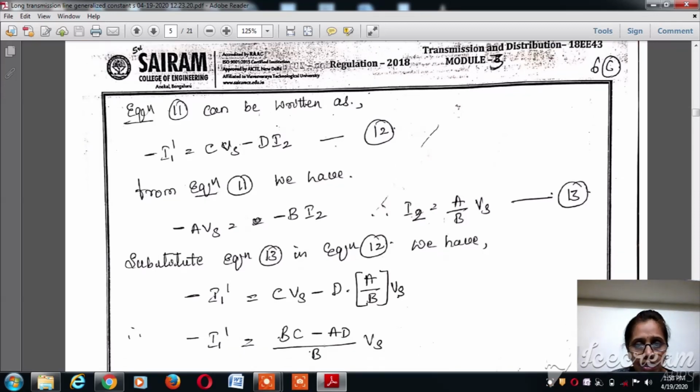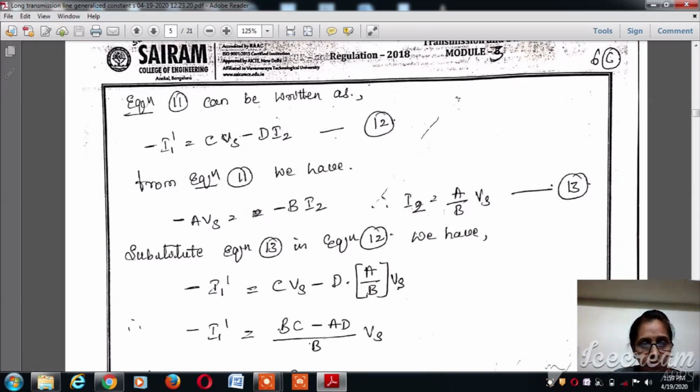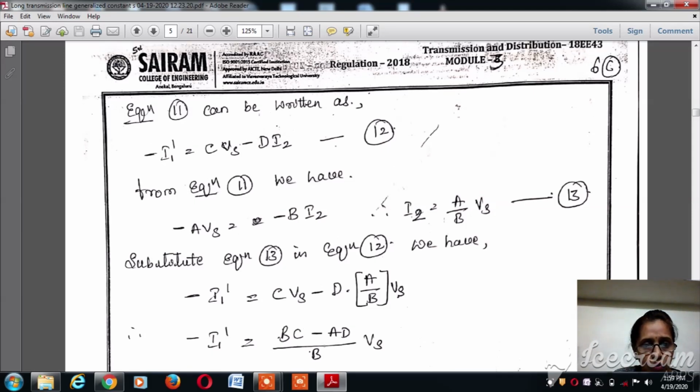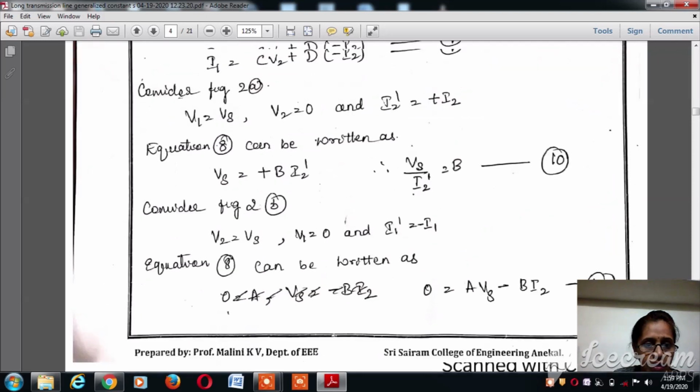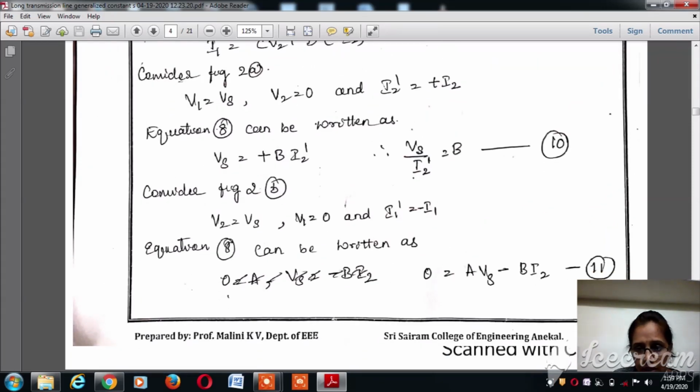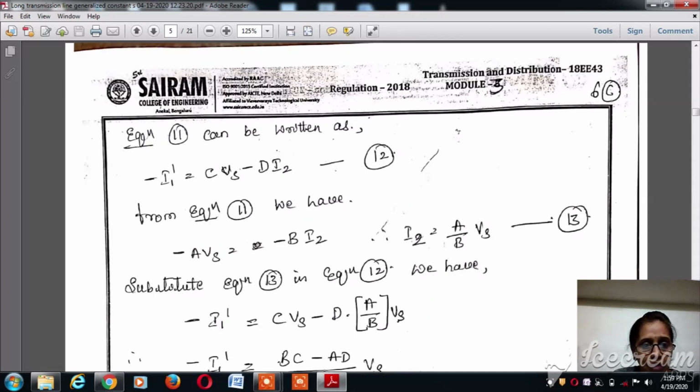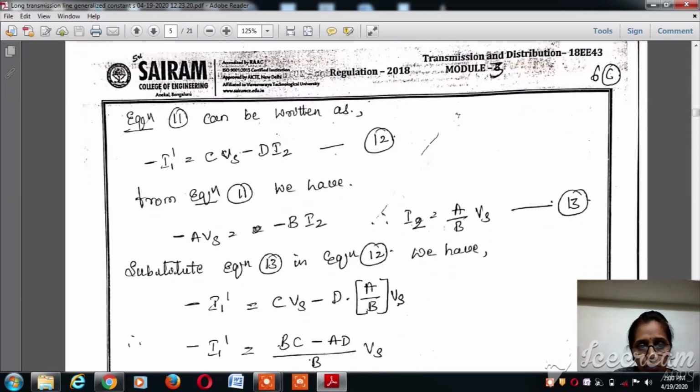Keep this as equation 12. So equation 12 is minus I1 dash is equal to CVs minus DI2, from equation 11. We have applied the condition of 2b, that is V2 is equal to Vs and V1 is equal to 0, and I1 dash is equal to minus of I1. So now minus of I1 dash is equal to C into Vs minus DI2.